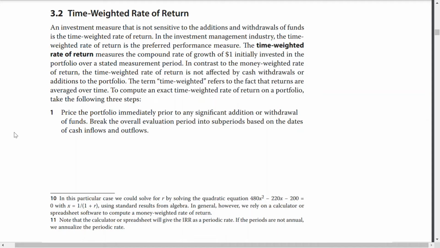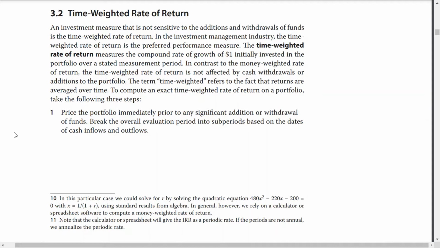The time-weighted rate of return measures the compounded rate of growth of $1 initially invested in the portfolio over a stated measurement period. In contrast to the money-weighted rate of return, the time-weighted rate of return is not affected by cash withdrawals or additions to the portfolio. The term time-weighted refers to the fact that the returns are averaged over time to compute an exact time-weighted rate of return on a portfolio.